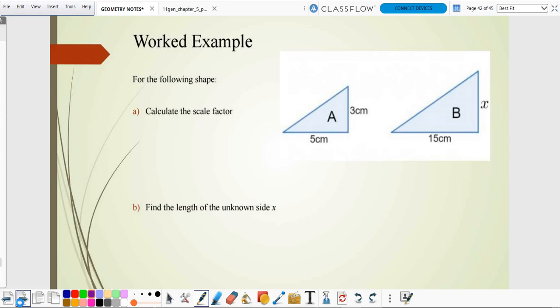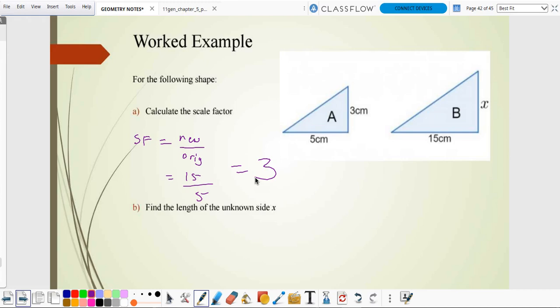So here, scale factor, remember, equals new over original, or you can call it old. It's up to you. So in this case, my new length, okay, I have to look at the corresponding sides here. This is 15. So in this case, it'll be 15 divided by the original length used to be 5. Therefore, the scale factor is 3. Right?